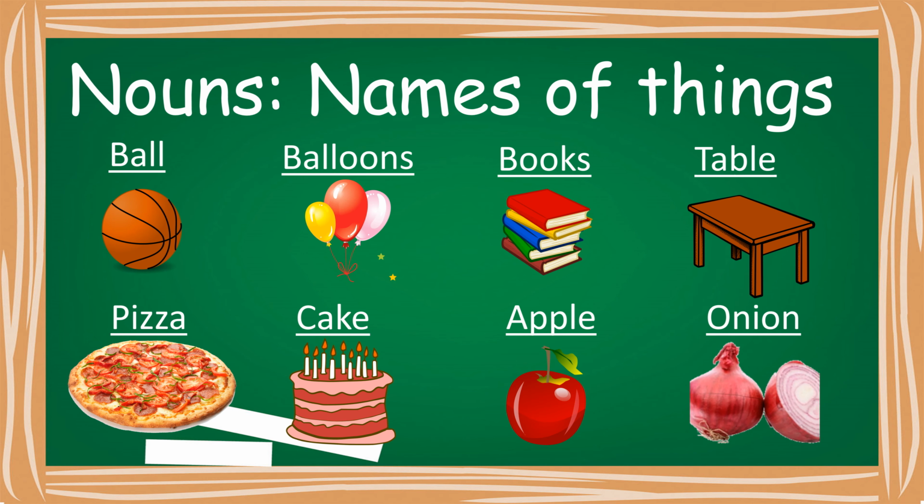Next, under nouns, we can see about the names of things. Things can be anything. A ball, a balloon, book, table, pizza, cake, apple, onion. All these are non-living things. It can be something which you eat, something you play with, something you cook with, anything.